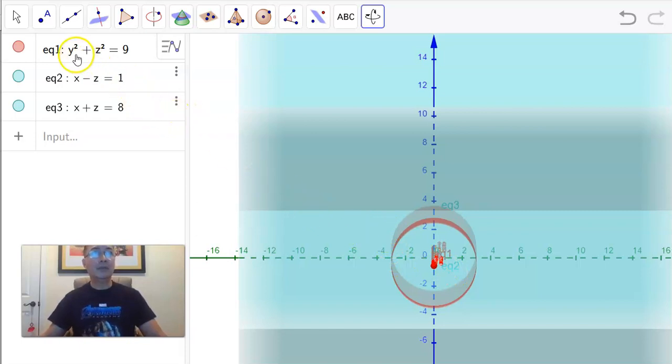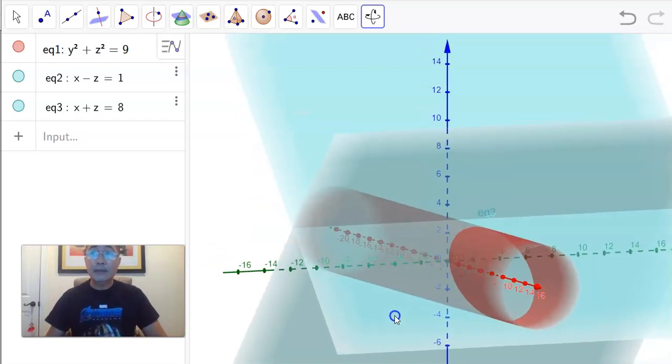So we will let our Y be our R cosine theta, our Z will be our R sine theta. Theta, full circle, 0 to 2 pi. R, the radius is 3, so R is going from 0 to 3. Easy enough. Now, what about the inner integral?